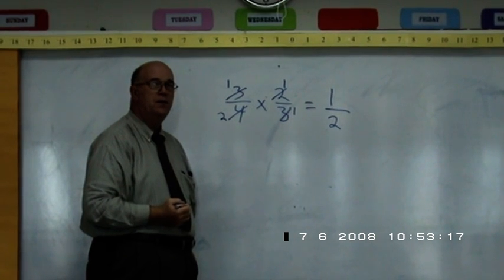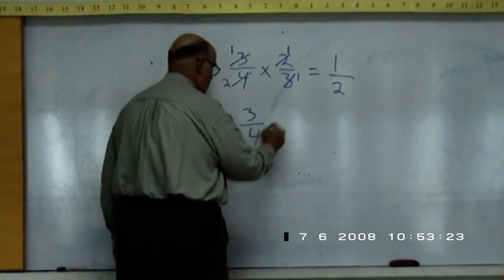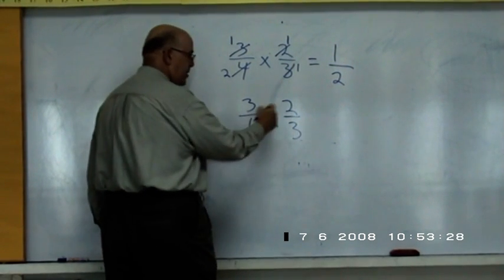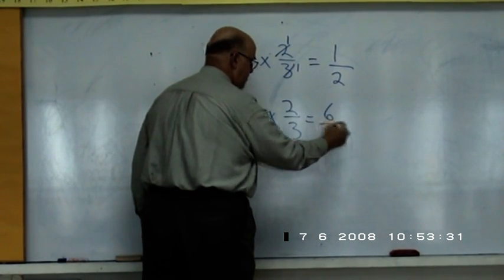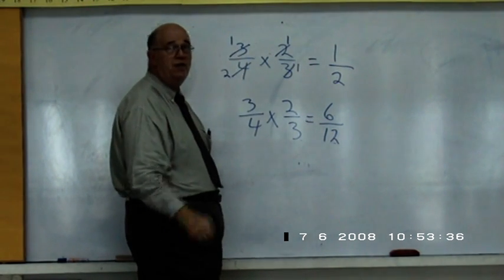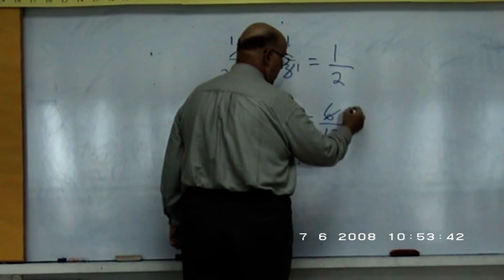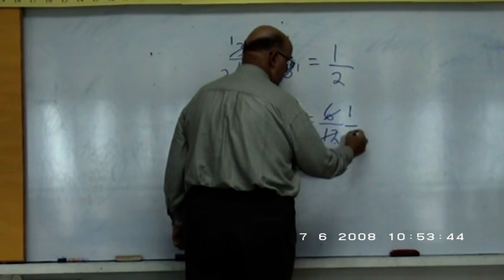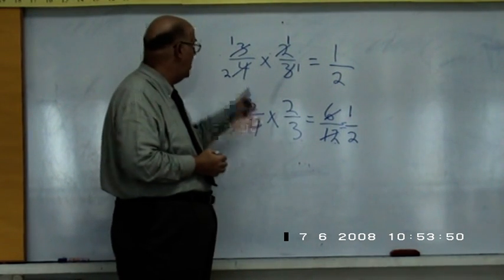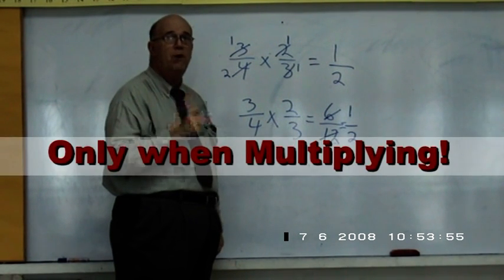Let's see if it works without canceling. We would have 3 over 4 times 2 over 3, and we would get 3 times 2 is 6, 4 times 3 is 12. And you can see that you can divide the top and the bottom by 6. And if we do that, we would get 1 over 2. It may be easier when you're multiplying the numbers to cancel, but only when you're multiplying.